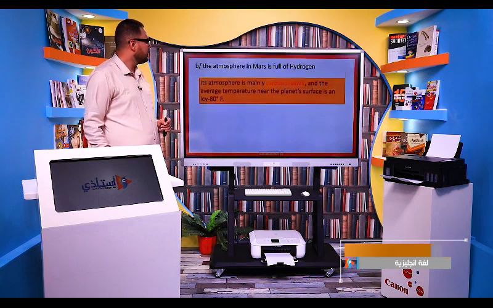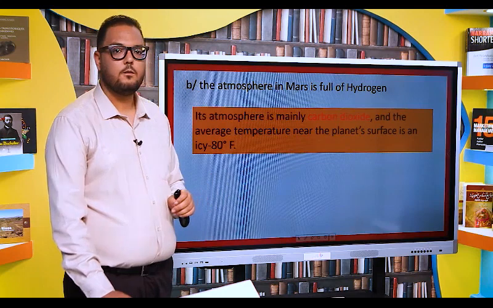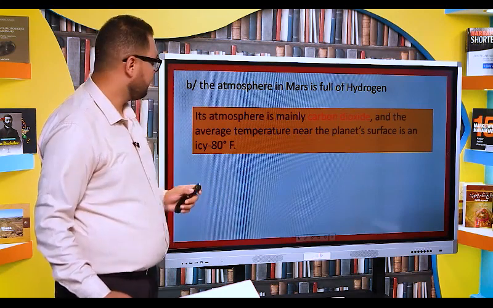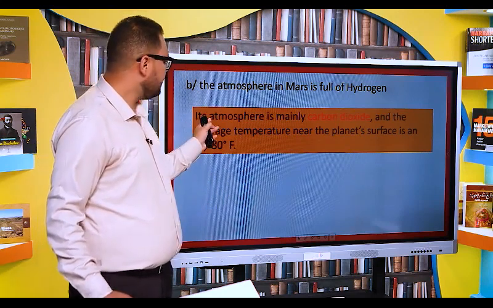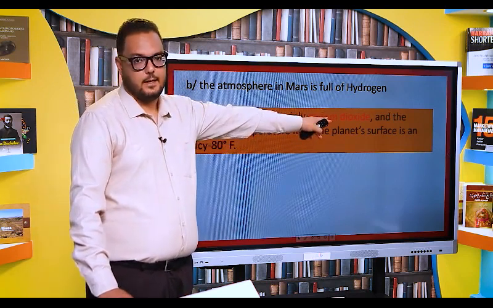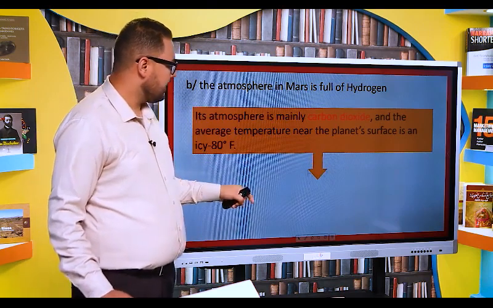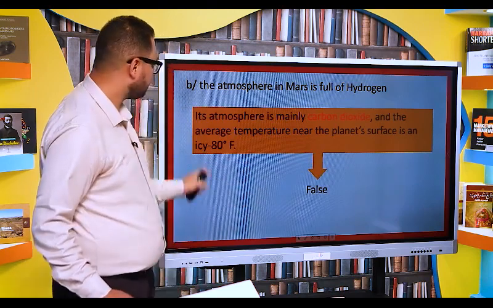B: the atmosphere on Mars is full of hydrogen. In the text, its atmosphere is mainly carbon dioxide and it's not hydrogen. So this sentence is false.